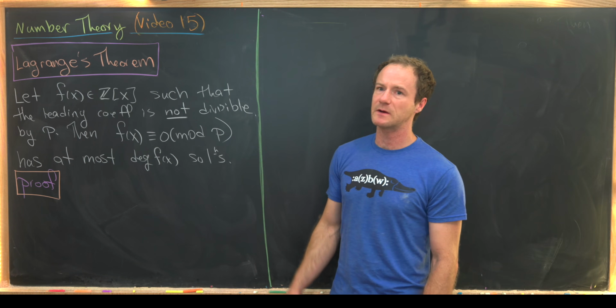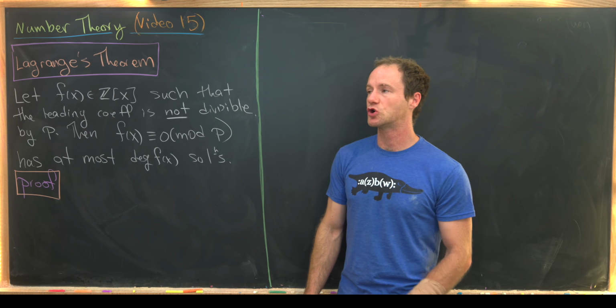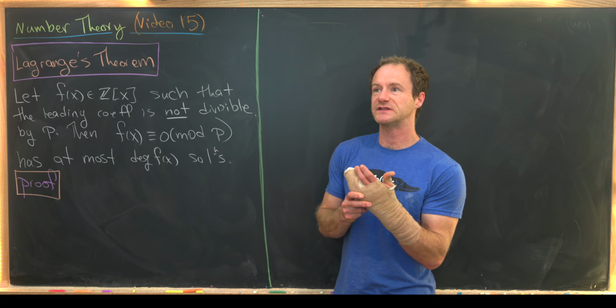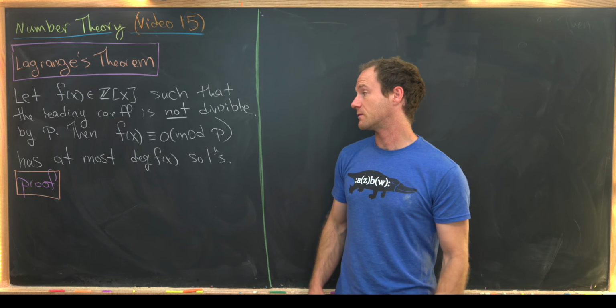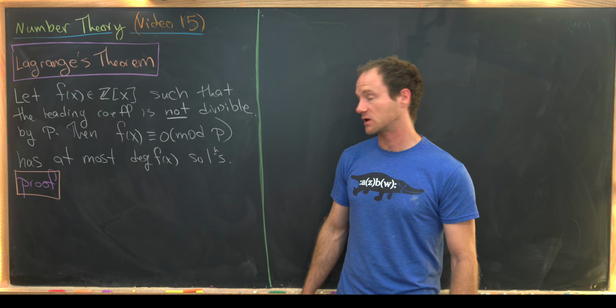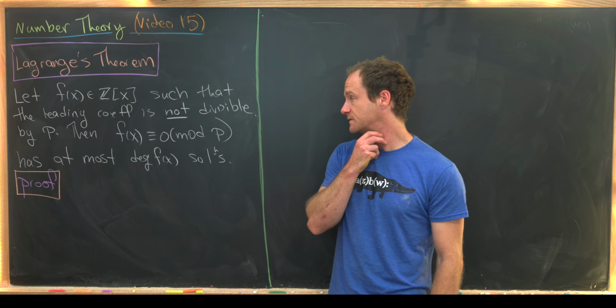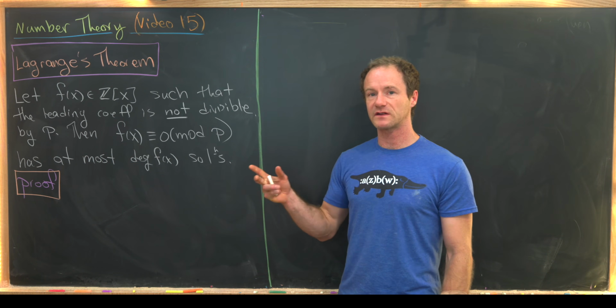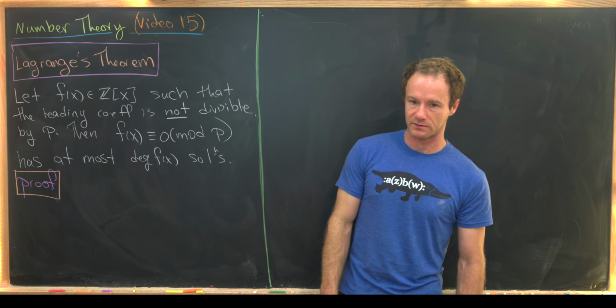Now we really want to compare this to what's going on over the real numbers. Notice that polynomials over the real numbers have at most degree-many solutions over the real numbers. So somehow working mod p is fairly similar to working over the real numbers.